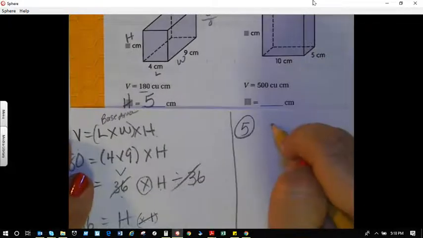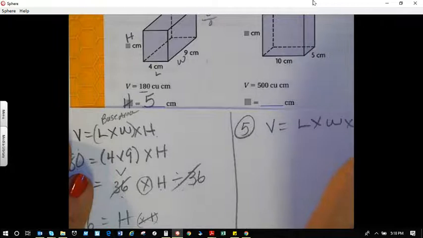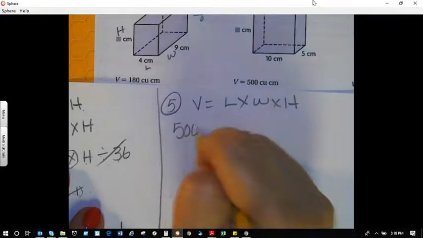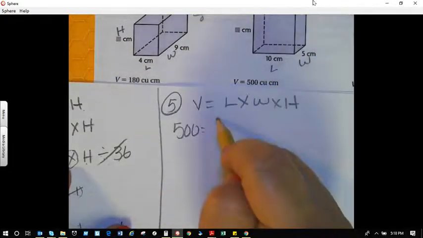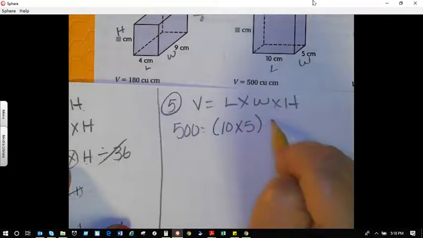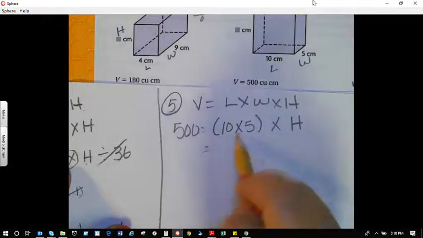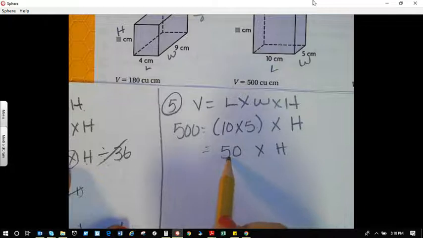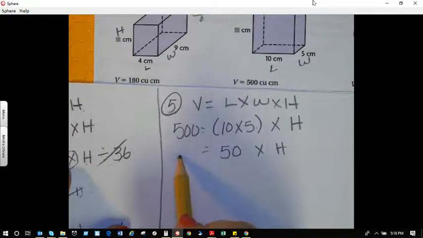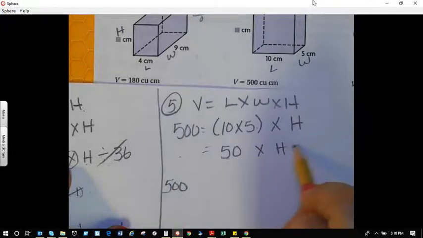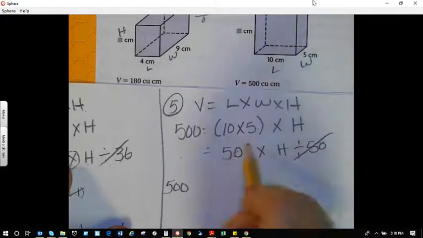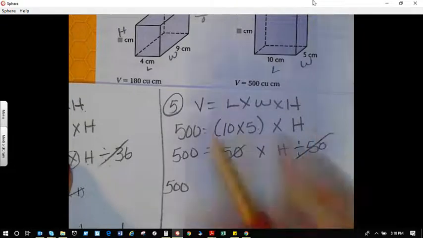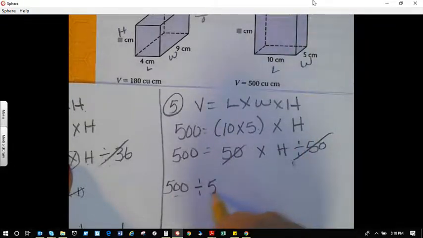Okay, so my volume equals length times width times height. My volume is 500. My length and my width is 10 times 5. And then times whatever H is. Well, 10 times 5 is 50, times H. I need to move my 50 over to this side, so I'm going to have 500. I need to divide this by 50 to cross out. Now it's going to be 500 divided by 50.